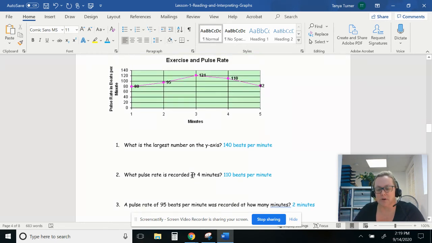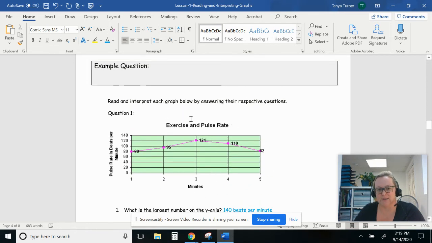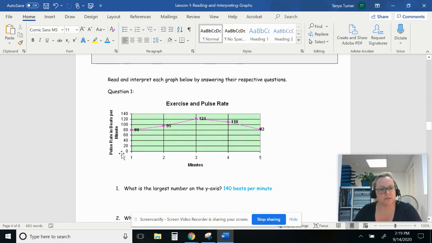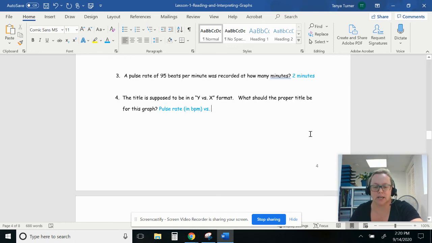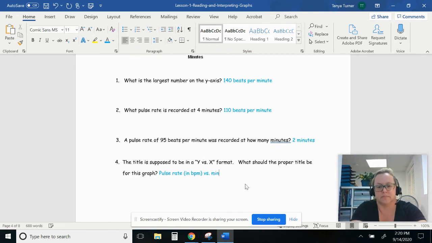Number 4, the title of this graph should be in a Y versus X format. So right now I want you to take a look at the Y and a look at the X and write down what you think the proper title should be. Exercise and pulse rate is not a good title. That's not a scientific way of organizing the title of your graph. If you chose pulse rate in beats per minute, I'm just abbreviating because science, versus, and if you go back up here to take a look again, minutes, you would have the proper title in a Y versus X format.